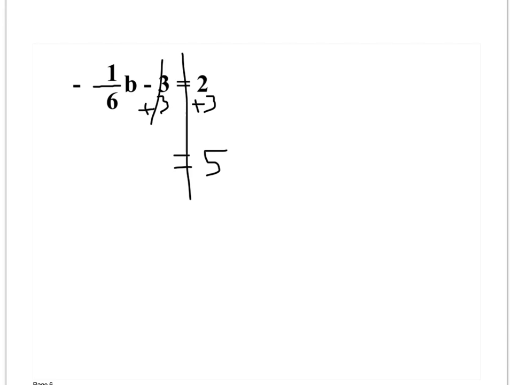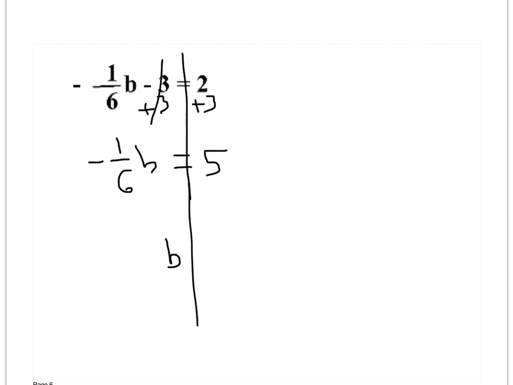Gives me 5 on this side, gives me negative 1/6b on the other side. Now we need to get b by itself. And if you remember, we have a fraction times b. How do I get rid of a fraction? Can we divide? We can't divide fractions, so instead what we do is we multiply by the reciprocal.